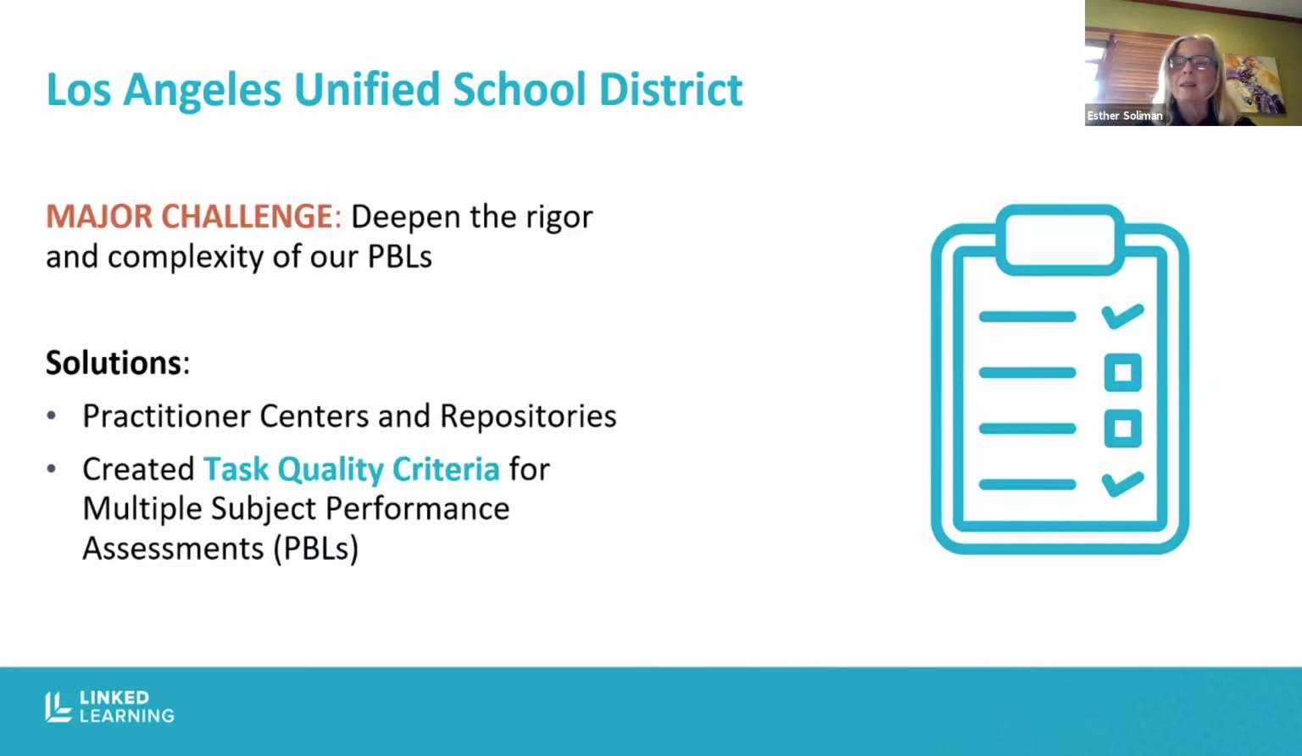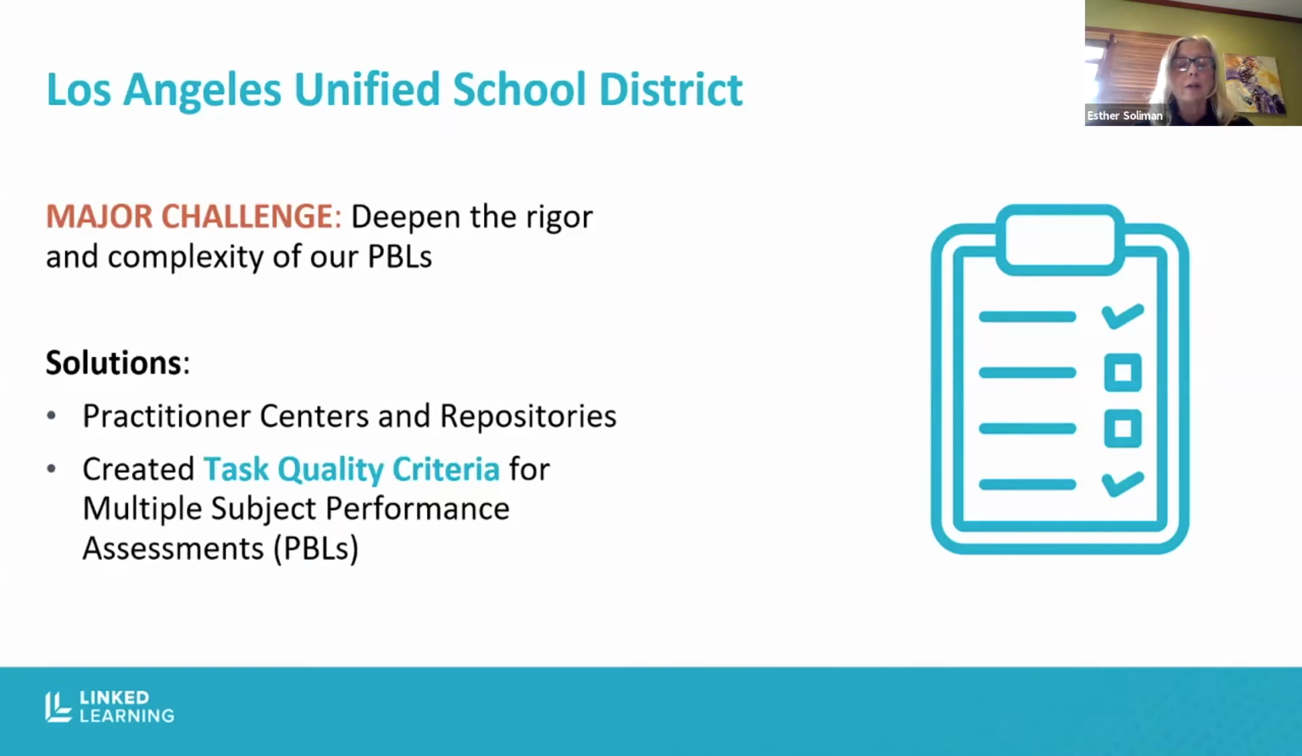We feel that models and exemplars are so important to provide teams with, so that they can understand the potential of this work, and so that they understand, first of all, that it takes time and revisions to create great PBLs. Through the practitioner centers, they also see and hear about the importance of setting high expectations for our students and making sure that we're providing students with complex and challenging work.